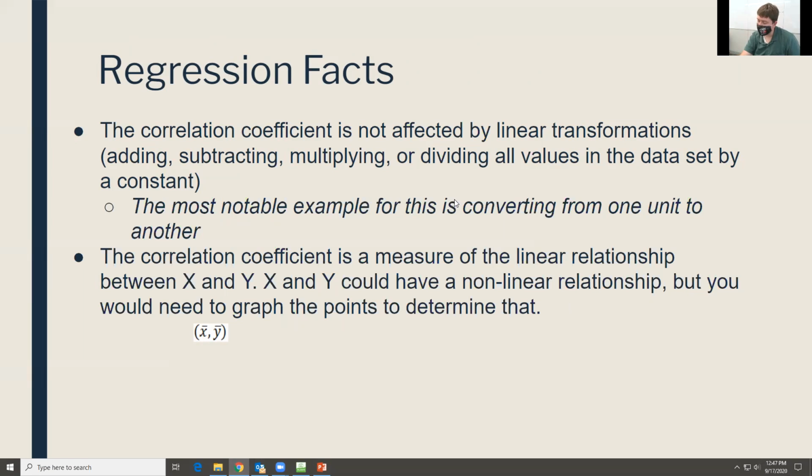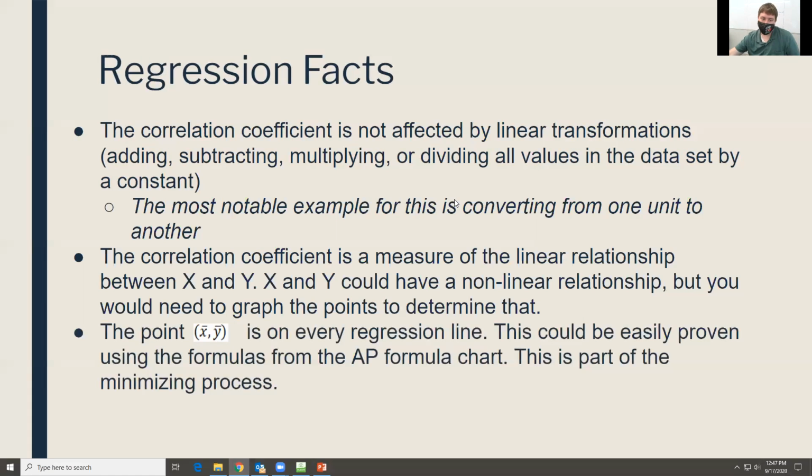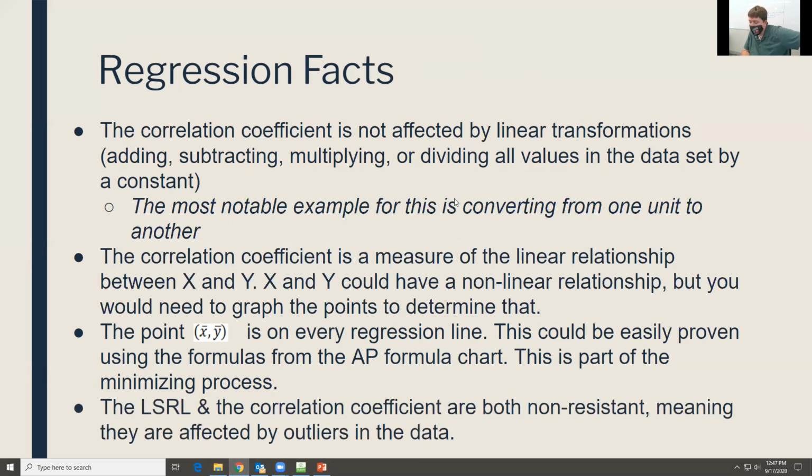So here's your next bullet point. The point (x̄, ȳ), the average of x and average of y, is on every regression line. This could easily be proven using the formulas from our formula chart, and this is part of the minimizing process. And then your last bullet point at the bottom: your equation and the correlation coefficient are both, here we go again, add more to the list, non-resistant, meaning outliers are going to kick them in the teeth.